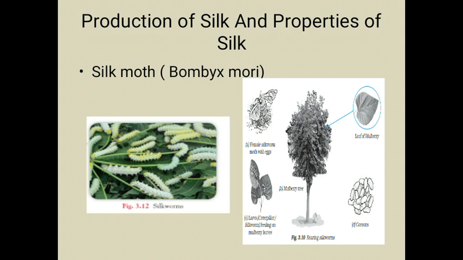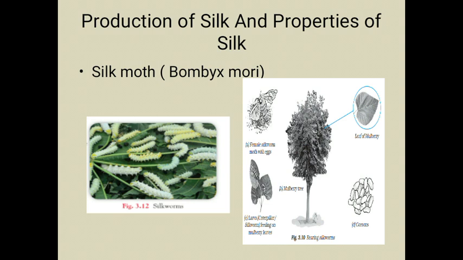Some cocoons are preserved to get silkworms that can be used later for breeding. A single cocoon contains approximately 1000 yards of silk filament. So the silk at this stage is known as raw silk.